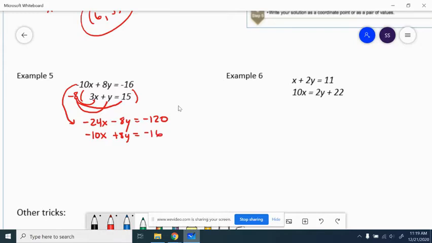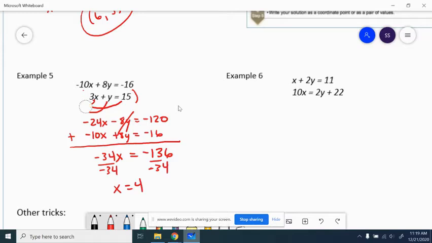And so now what I'm going to do is I'm going to add these two equations together because I have negative 8y plus 8y, so these will cancel. So let's add our x's. We've got negative 24x plus negative 10x, so that's negative 34x. Y's cancel, and my constant, negative 136. Now I just need to divide by negative 34 on both sides, and I'm left with x is equal to 4.